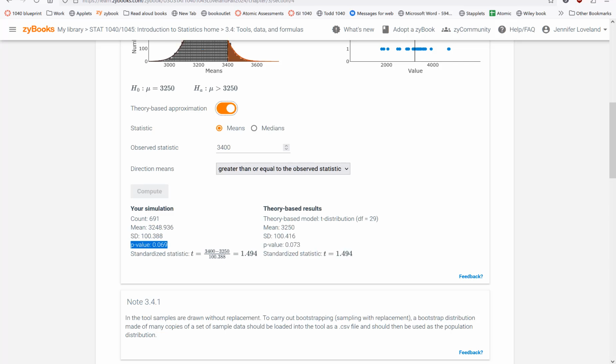Okay, so now it's telling you it's using a t-distribution. We'll talk about that. It tells you the theoretical mean and SD. Notice my simulated values were very close to my theory values. It tells you a p-value and a standardized statistic. Again, very close for a simulation or theory-based.